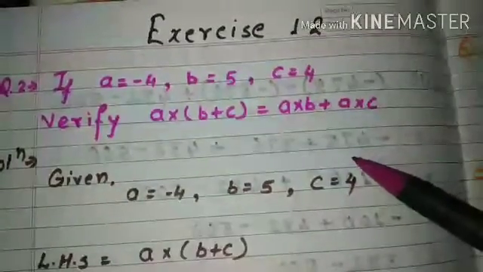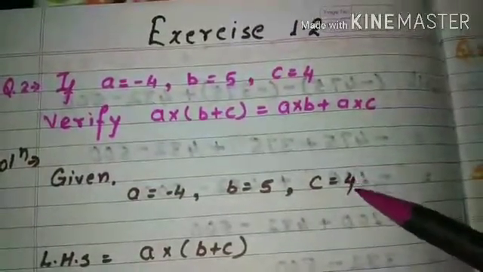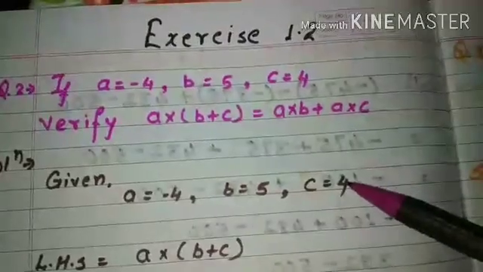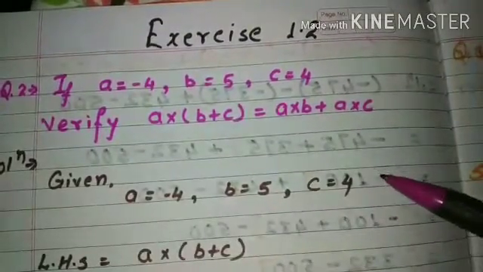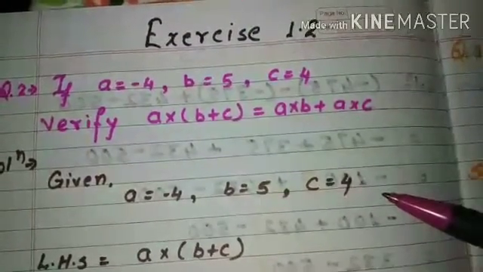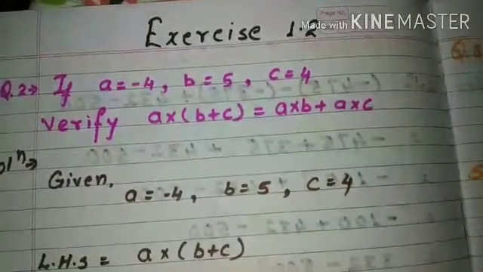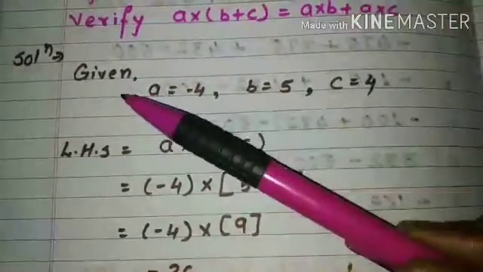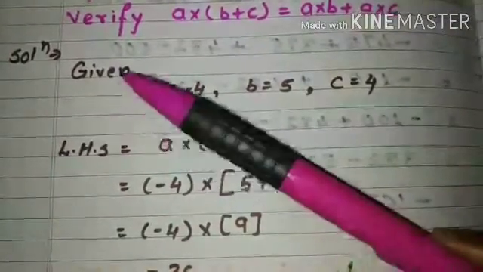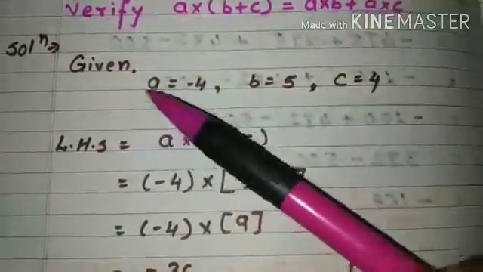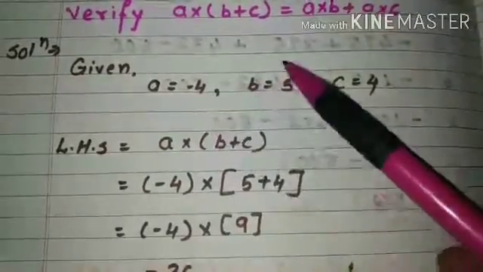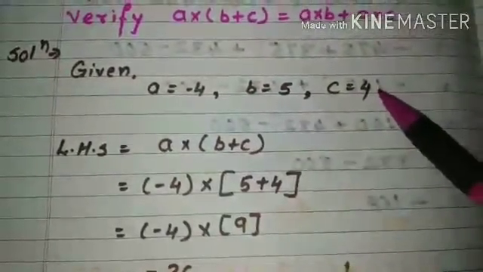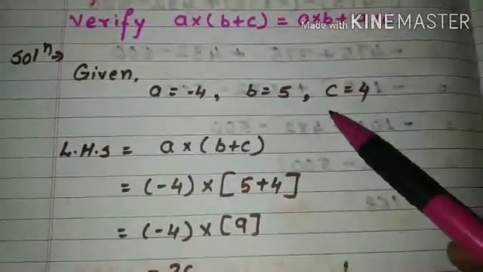Okay, so I will explain how to solve this problem, and by this explanation you try to solve other problems like this. Okay students, give proper attention. Solution. In front of solution, first of all, note what conditions are given in the problem. Given a is equal to minus 4, b is equal to 5 and c is equal to 4. You copy this from the question.